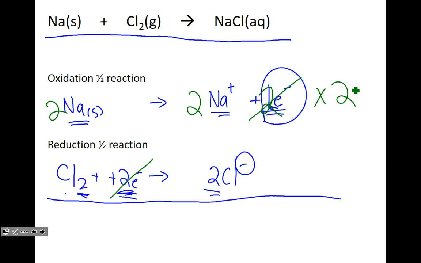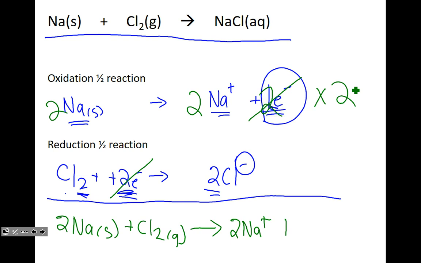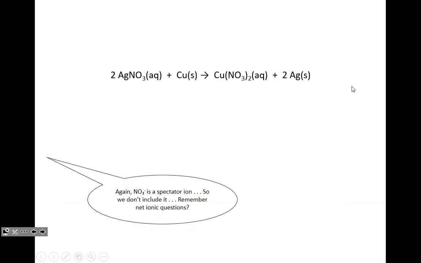And if I were to add this together, it'd be 2Na solid plus Cl2 gas yields 2Na plus 2Cl minus. So this is our new fancy way of balancing. I know, it's kind of fun. But your homework shows little baby steps and just looking at what is reduction, what is oxidation, are you gaining electrons, are you losing electrons, and then it moves on from there.